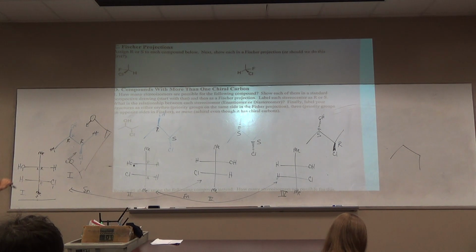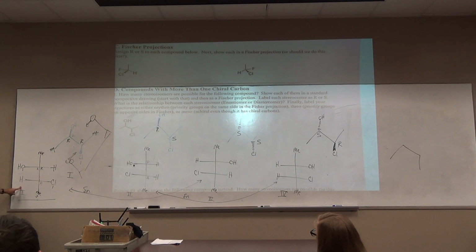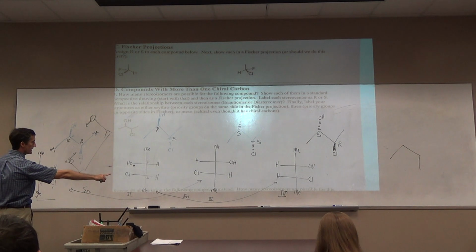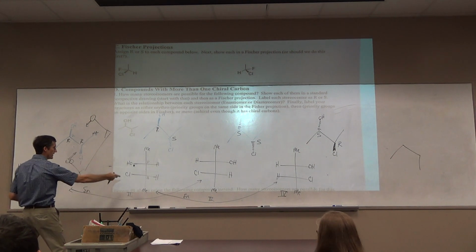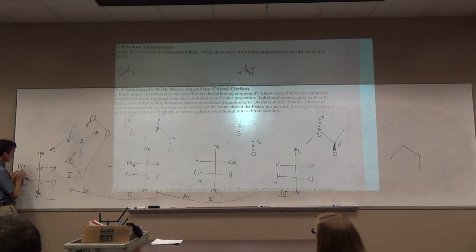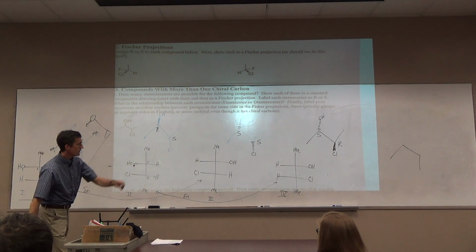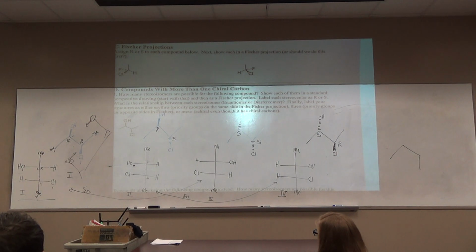What about 1 and 2? What's their relationship? Are 1 and 2 mirror images? No, the mirror image of 1 is 3. No, the mirror image of this would have the OH and Cl here. We need the OH here for it to be a mirror image of 2. The mirror image of 2 is 4. So what's the relationship between 1 and 2? First off, they are stereoisomers. They're all stereoisomers. But they're not mirror images. By default, they're called diastereomers.